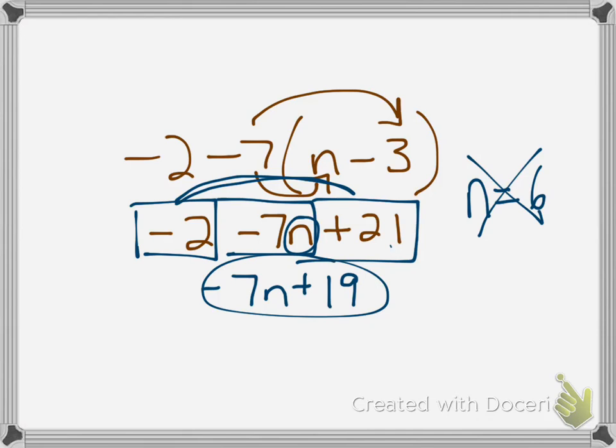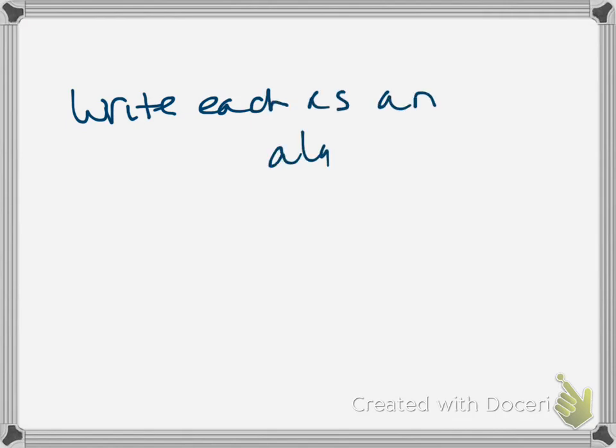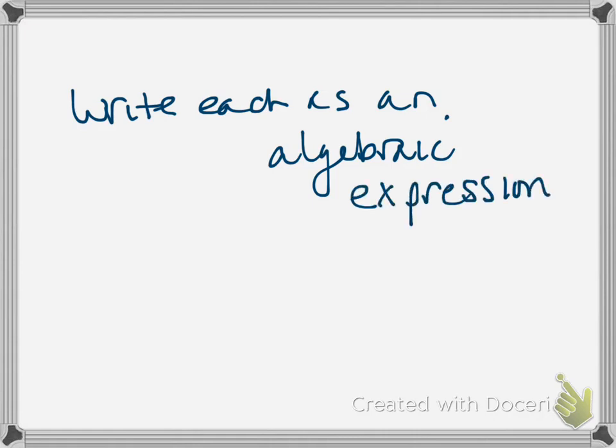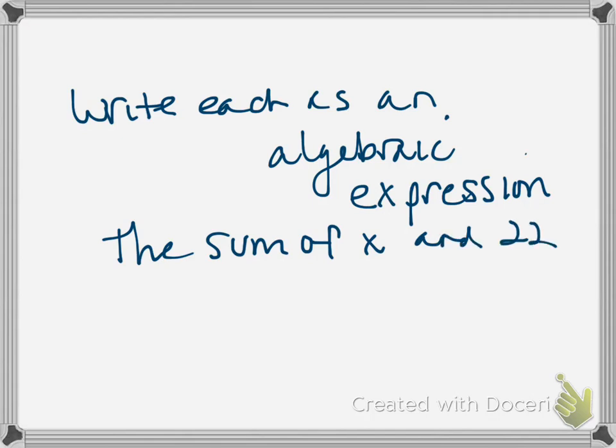All right, then the next section of the test was write each as an algebraic expression. Now, in my classes, I saw some students write it out in words again, and I didn't understand that part because these problems were already in words. And here would be an example. The sum of x and 22.